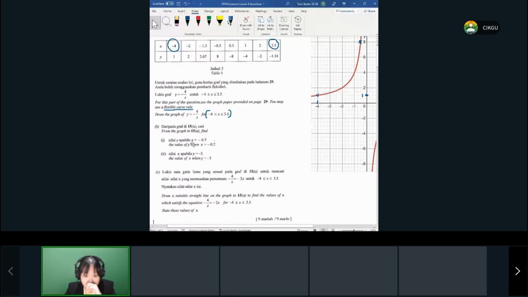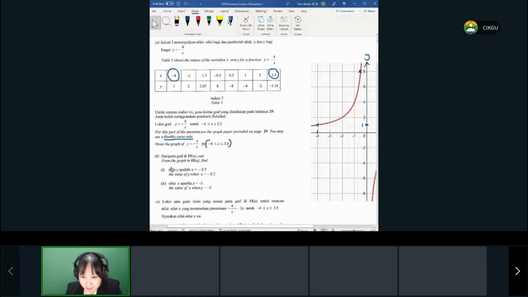Because all of the subsequent questions, they expect you to get the answer from the graph. Some students, they are too clever, and don't find the answer from the graph. For this question, the question says: find the value of y when x is negative 0.7. Some students go and substitute the value of x into the equation. They very happily do negative 4 over negative 0.7, press the calculator, get a certain answer, and say that's the answer.